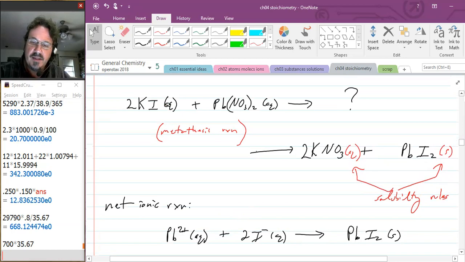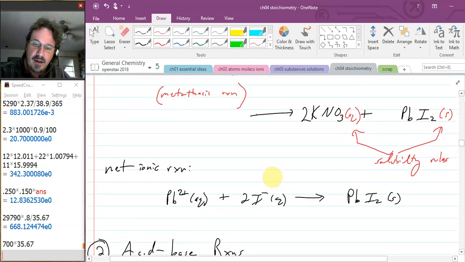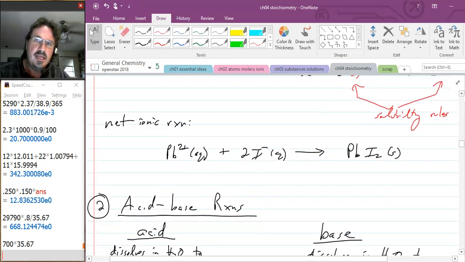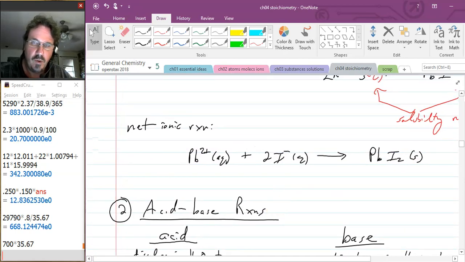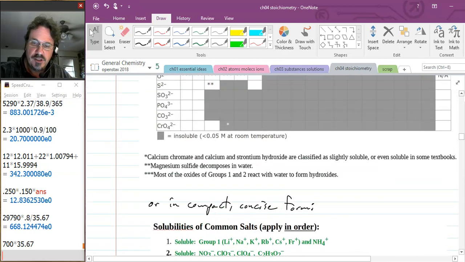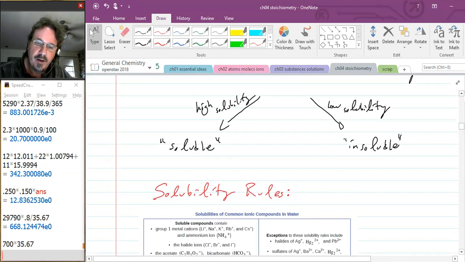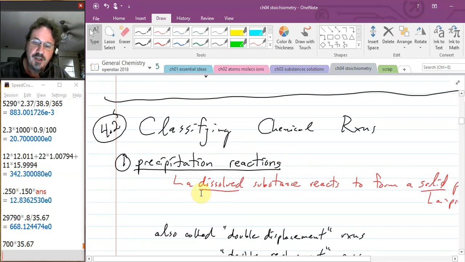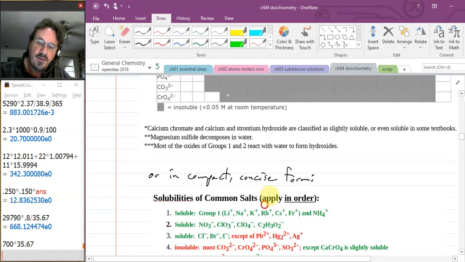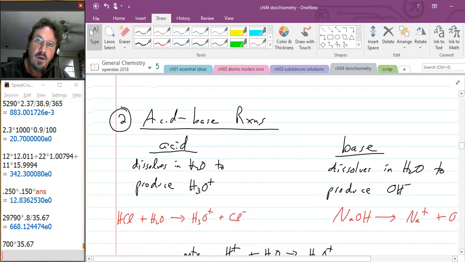If I was to write that now as an ionic equation, I would separate it all out. The spectators would just be sitting around, so I'd cancel those or just not include them, and here would be my net ionic reaction. The lead is combining with the iodide to give me this solid. That's what's actually changing. Okay, there is your first class of reactions then. I scroll back up here, remember it was called precipitation reactions. In our classifying of chemical reactions, the most important thing there is the solubility rules and knowing how to use them.